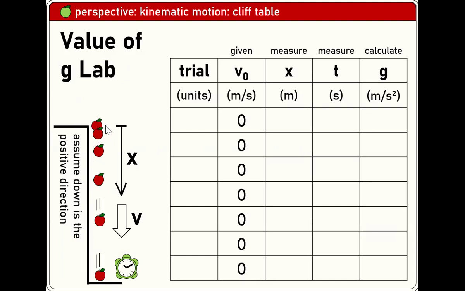You drop a ball. What do you know about initial velocity? 0. Okay, so bing, there's a kinematic variable. We know one. What if you measure the height of the cliff? Bing, there's a second kinematic variable, displacement, right?